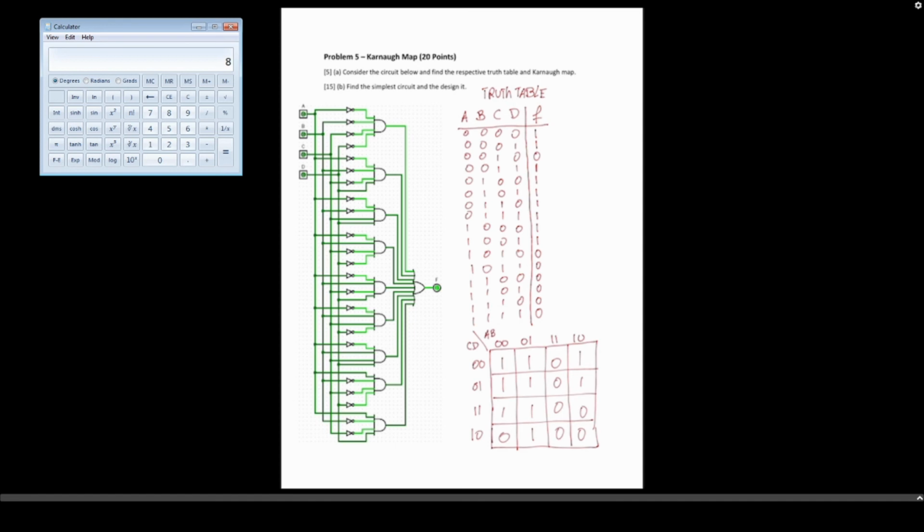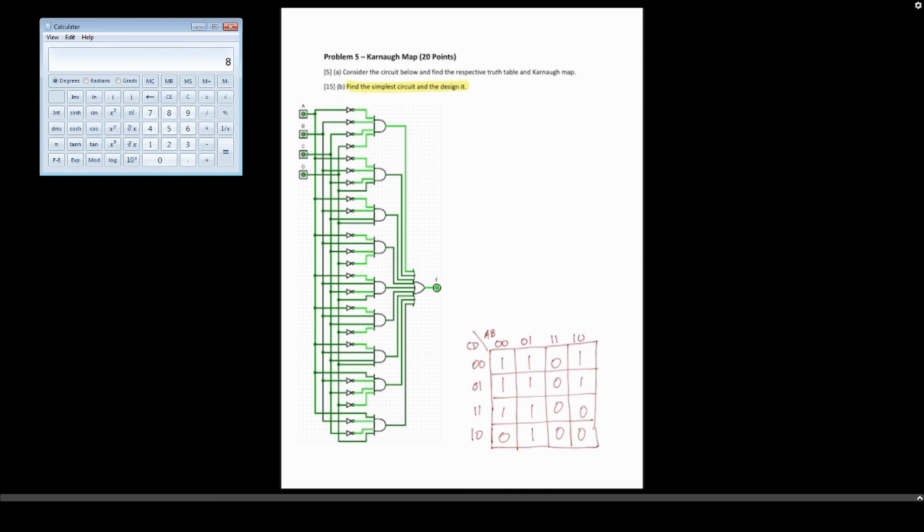But now, question B is asking for the simplest circuit and design it. So two things, find the simplest and then design it. Simplest means that you need to take, once again, the SOP and the POS, and then see which one is going to be the easier to design. So again, I'm going to delete the truth table, but that's just for me finding space to do the rest of the exercise. You will be doing this on another piece of paper. And let's start with our SOP. In our SOP, what we're doing is we're grouping the ones together. So let's group the ones together here.